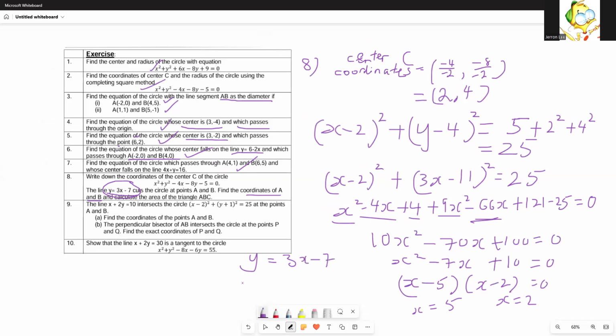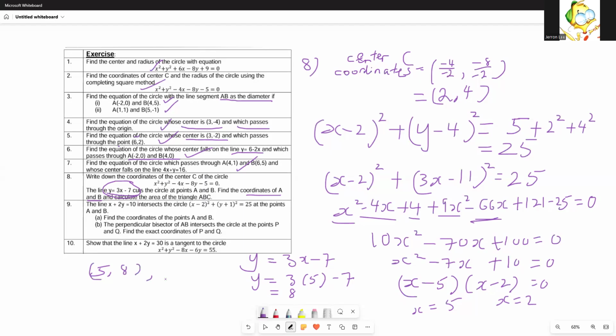So when x is equal to 5, that will be 3 times 5, which is 15, correct? So that will be 15 minus 7, which is actually equivalent to 8. So one pair of them that we have over here will be 5 and 8. You can assign it to be coordinate A, no problem.